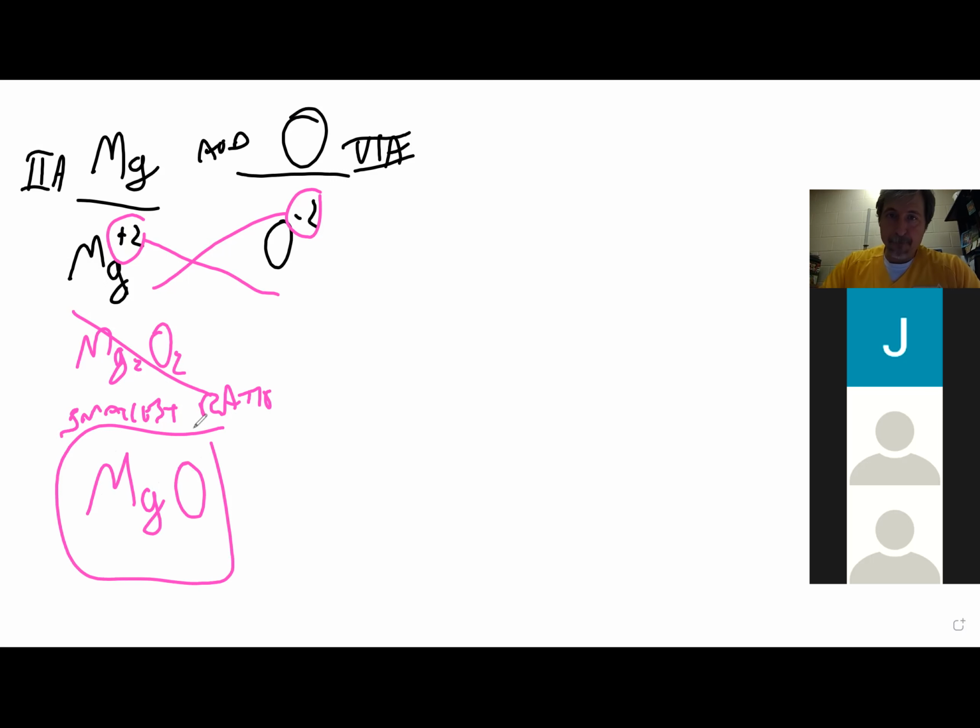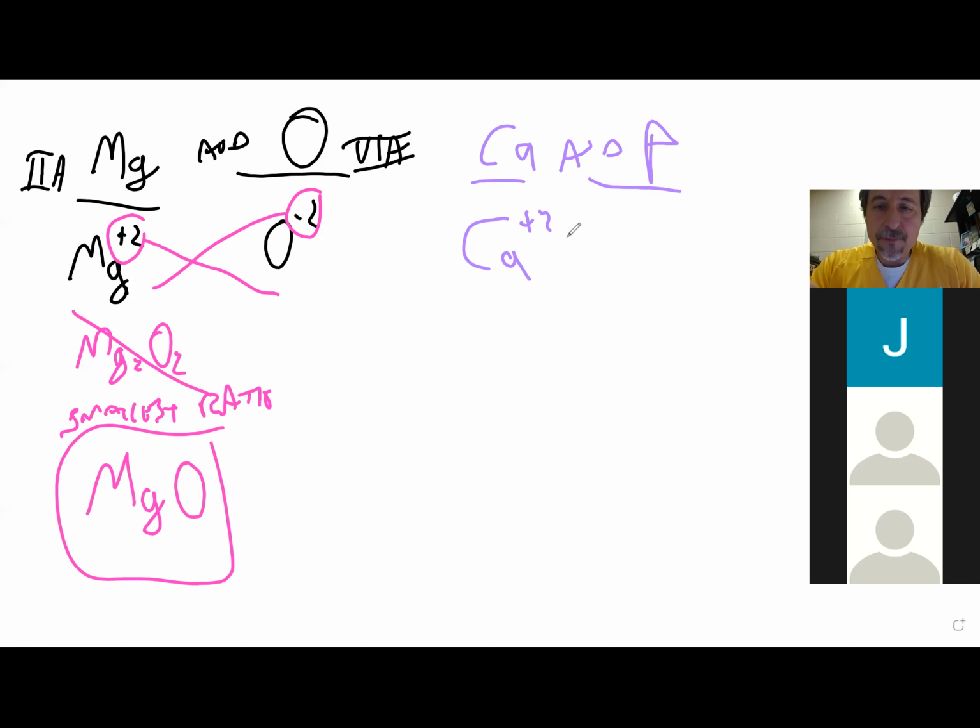Got it. Now, remember, it's easy to identify that Mg is a metal because it's on the left-hand side and oxygen is a non-metal because it's on the right-hand side. Let's do one more just for fun. Calcium is a plus two because it's in group 2A. Phosphorus is in group 5A. Five wants to add three electrons.